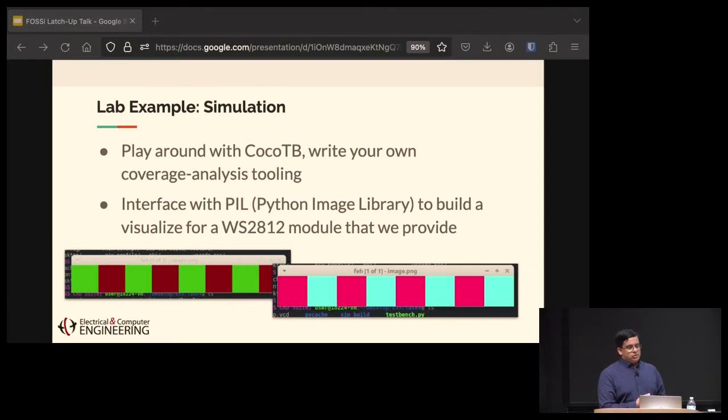Simulation, we have them use cocotb with Python, and we have them try to interface that with other Python libraries.